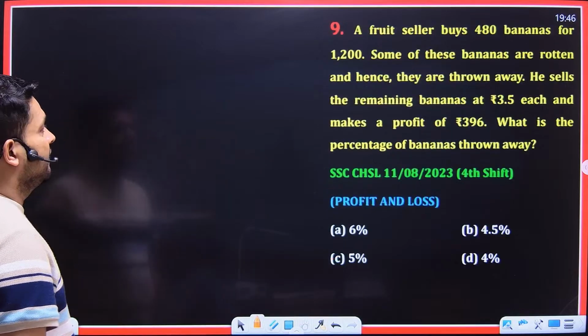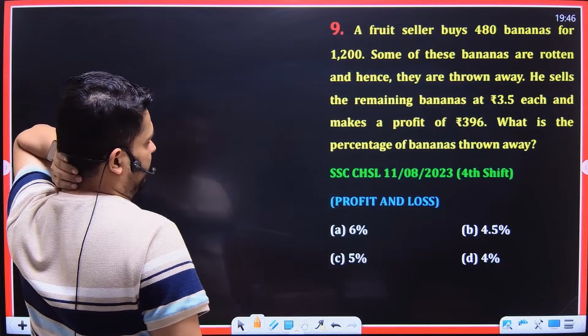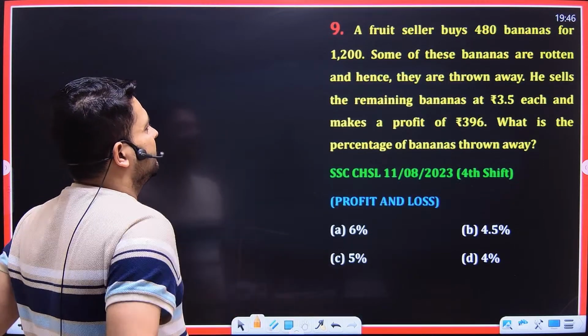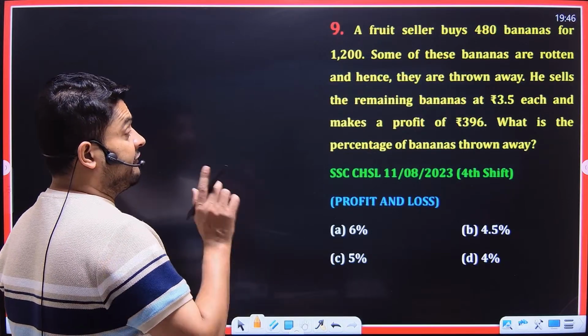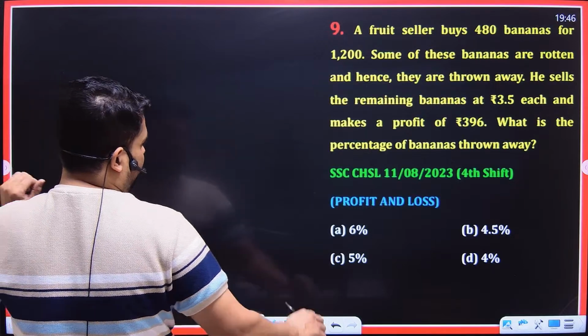Next, a fruit seller buys 480 bananas for rupees 1200. Some of these bananas are rotten and hence they are thrown away. He sells the remaining bananas at 3.5 each and makes a profit of 396. What is the percentage of bananas thrown away?